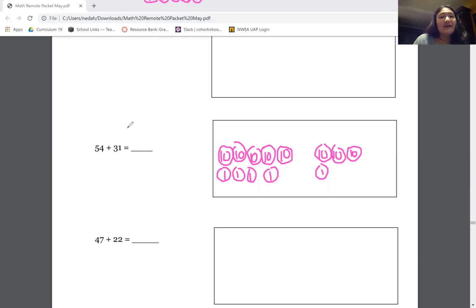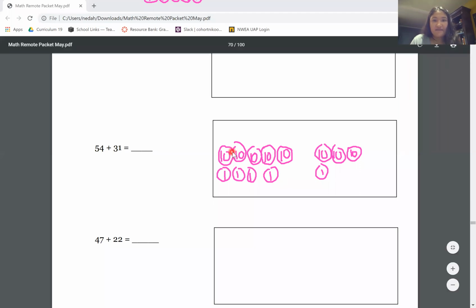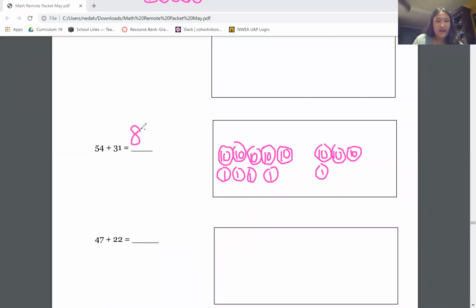Let's see how you did on this one. For 54, we should have drawn 5 tens or 5 dimes and 4 pennies. And for 31, we should draw 3 dimes and 1 penny. Now let's find the total. We have 10, 20, 30, 40, 50, 60, 70, 80, and 81, 82, 83, 84, 85. So your answer is 85. Next, you're going to solve 47 plus 22 on your own.